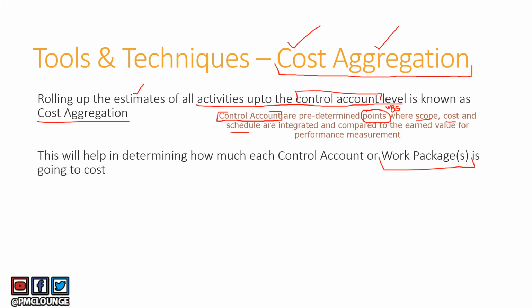An important point to note here is that one control account may have more than one work package as well. So here, when you perform cost aggregation, you will get to know how much each control account is costing, not just the work package. It is possible that one control account may have multiple work packages, but it is also possible that one control account may have just one work package. So in that case, you will get to know how much that work package costs, making use of course, the cost aggregation tool.